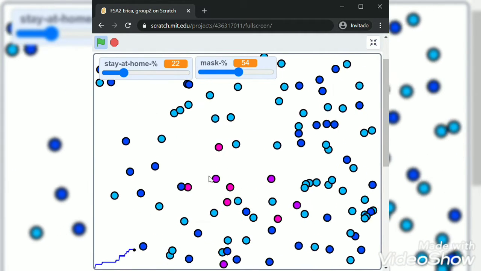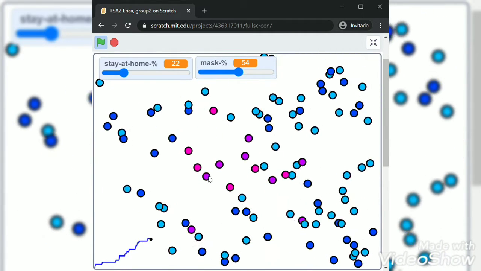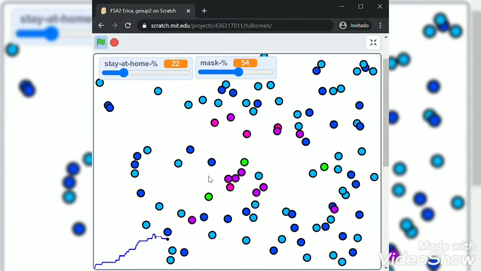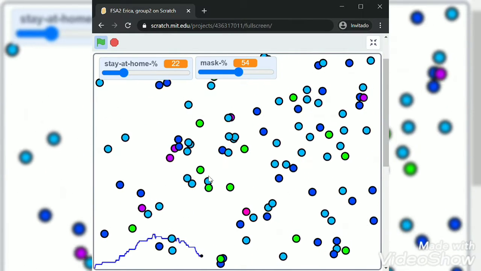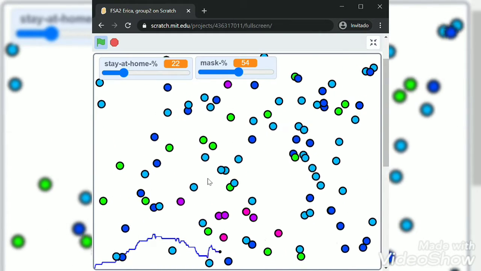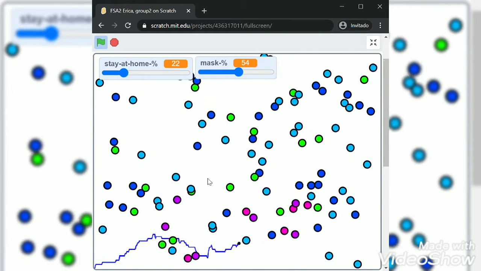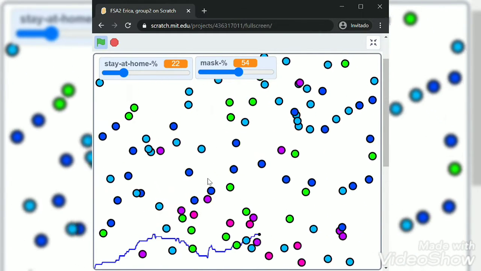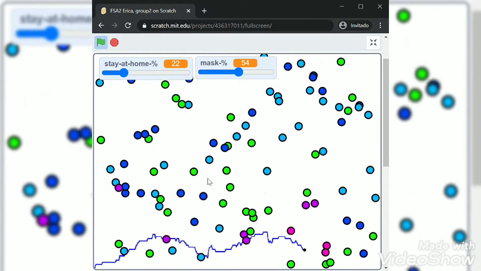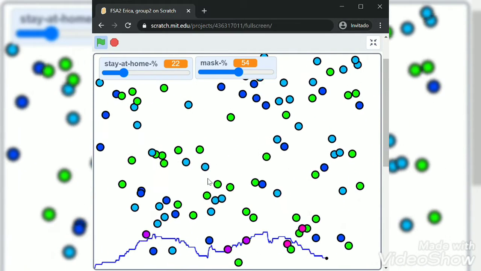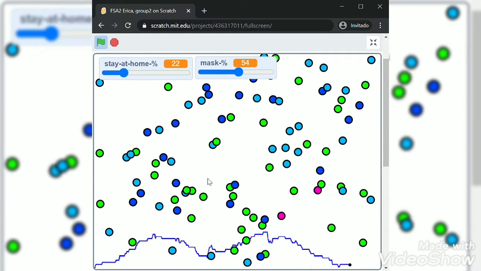Here you can see 5 types of dots. The dark blue ones which haven't contracted the virus and don't wear a mask. The light blue ones which haven't contracted the virus but do wear a mask. The pink ones which have contracted the virus and don't wear a mask. The purple ones which are infected but wear masks. And finally, the green ones, which have created antibodies against the virus after getting infected.